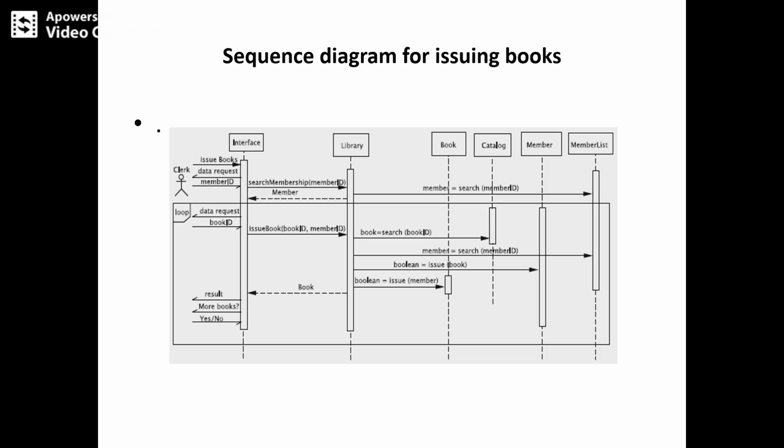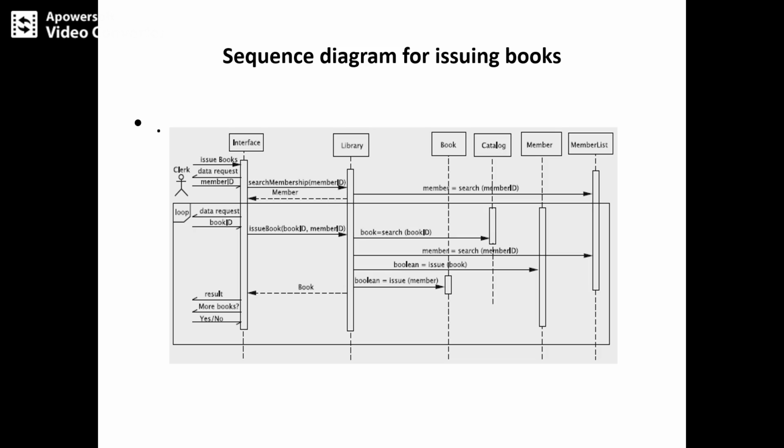Whenever a request comes from the user interface, fed by the clerk, it contains the member ID. We invoke the search membership method, so the member ID is searched in the library. That goes to member equals member search directly, which fetches the details and compares the data of this ID against the member list. Once we get that, the library returns yes, the member is valid. Then issuing a book starts.